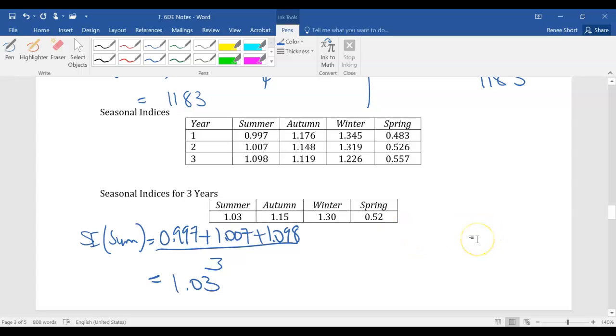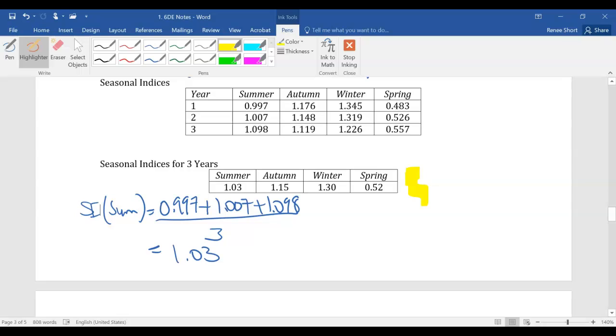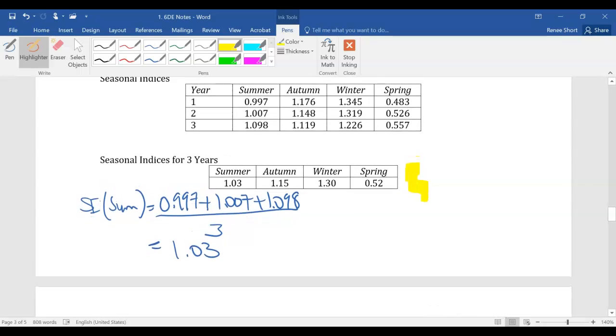And if you did want to look back at the notes that we did before, we were trying to de-seasonalize this data. These seasonal indices that we've just found were the same numbers we were working with before. So that there is the concepts that you need to be exploring in 6D.